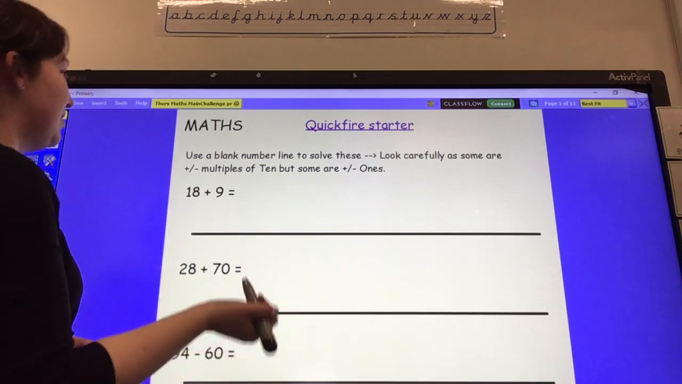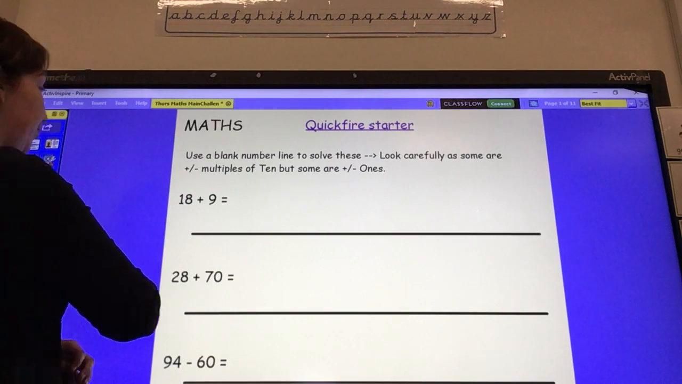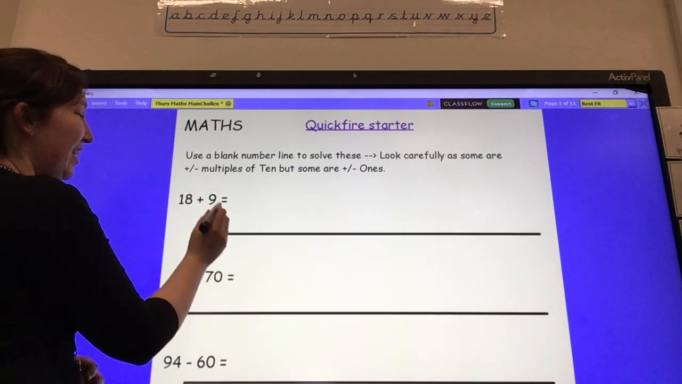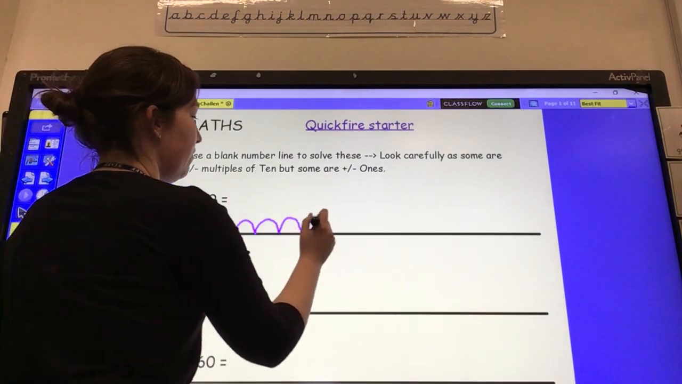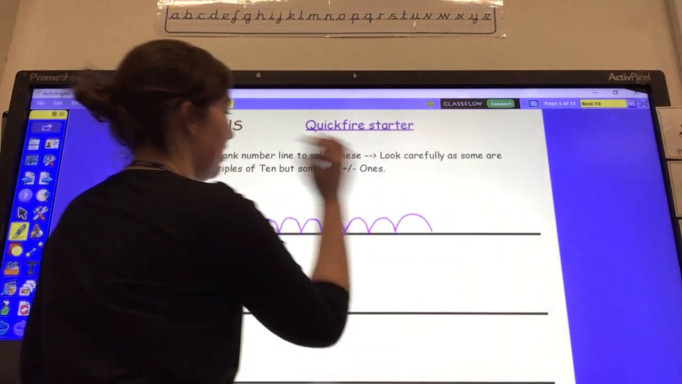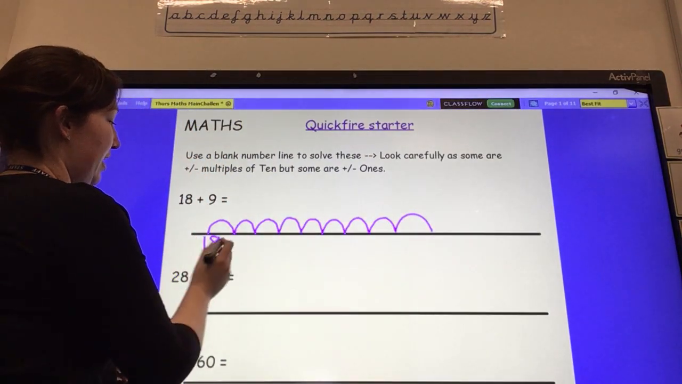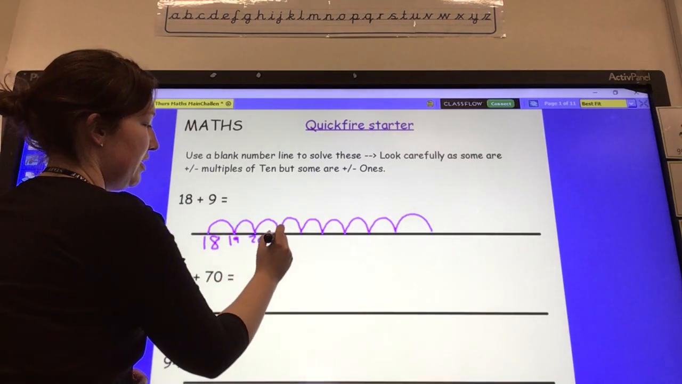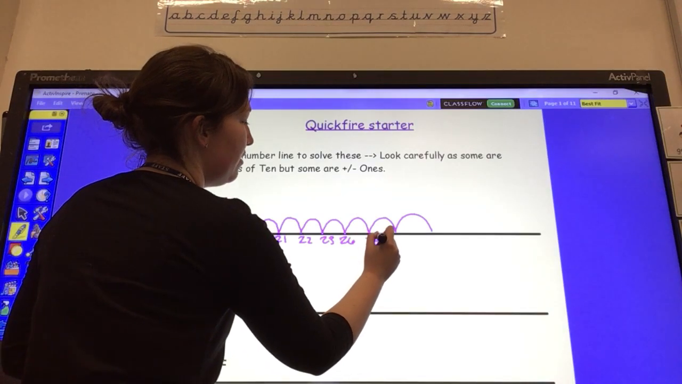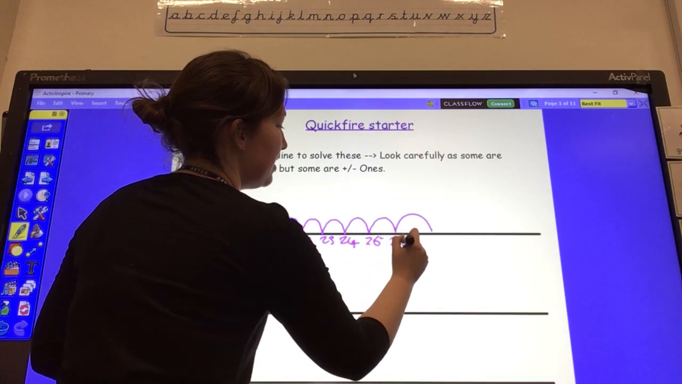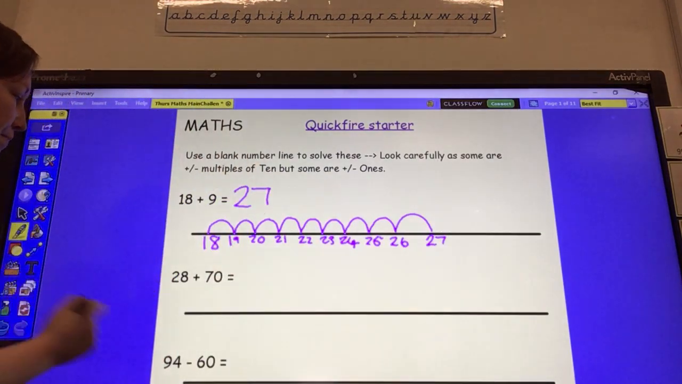Right, so let's have a look at these. So this one, 18 add 9. We're going to start on 18 and we're adding 9 jumps of 1. So 1, 2, 3, 4, 5, 6, 7, 8, 9. Then we can fill in the numbers that we're landing on underneath. 18, 19, 20, 21, 22, 23, 24, 25, 26, 27. So well done if you correctly worked out 27.